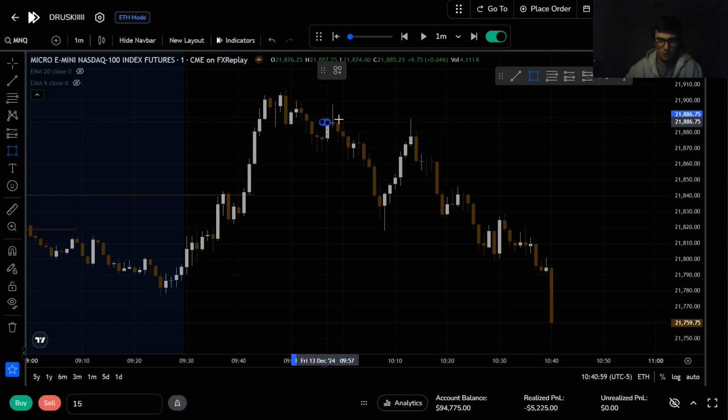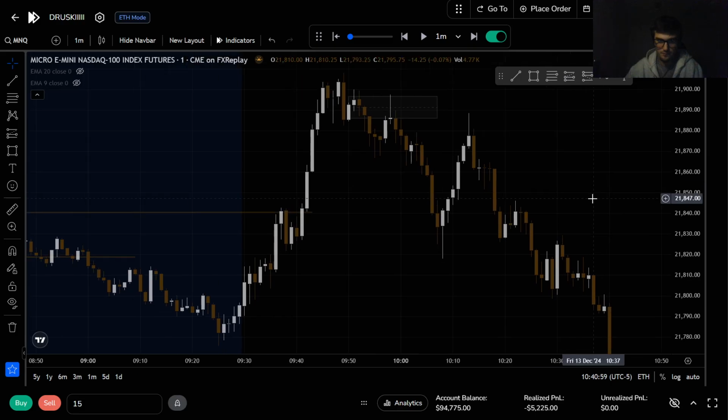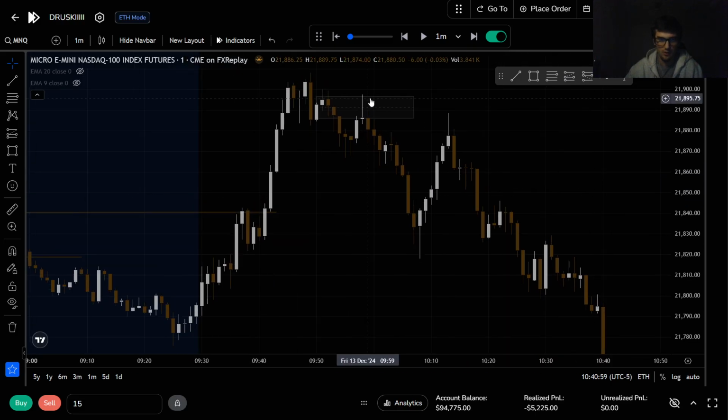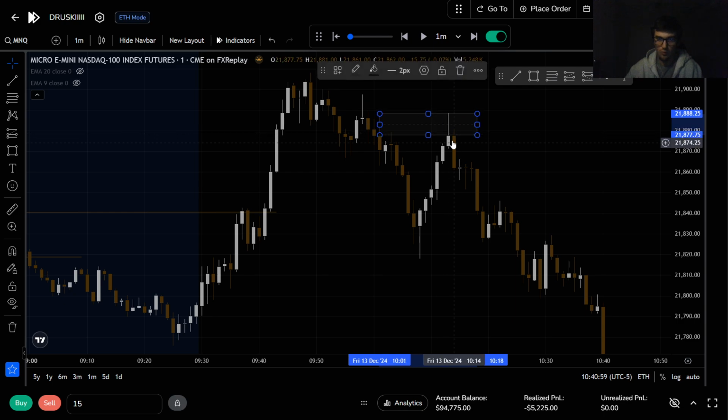So let's just say we see this right here, and we see that we are rejecting off of here. We are rejecting off of an order block or supply or demand zone, whatever you want to call it. That's how I see it. And if there is good price action right here, it's like, why would you not take that opportunity? Again, let's say right here, what are we rejecting?